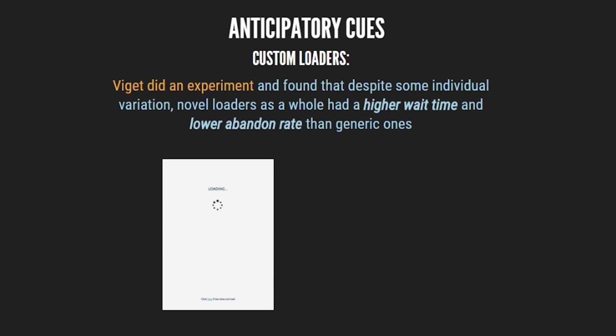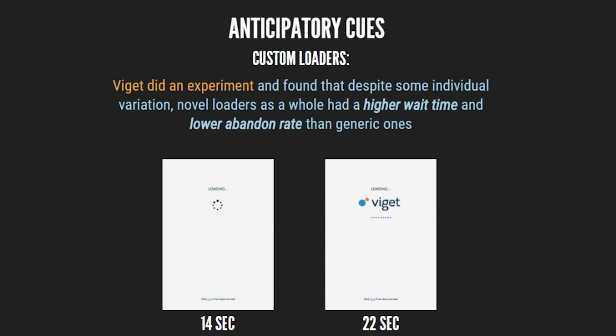So custom loaders. This is a really, really interesting thing. Vget did an experiment and found that there was higher wait time and lower abandon rate with custom loaders versus generic ones. So this means if you have just a generic loader on your site, people might bounce. People might just leave you. But if you have something that you spent a little bit of time on and made a little bit more nuanced with your brand, that's almost double the amount of time that people are willing to wait for you. That's time for development that's worthwhile.